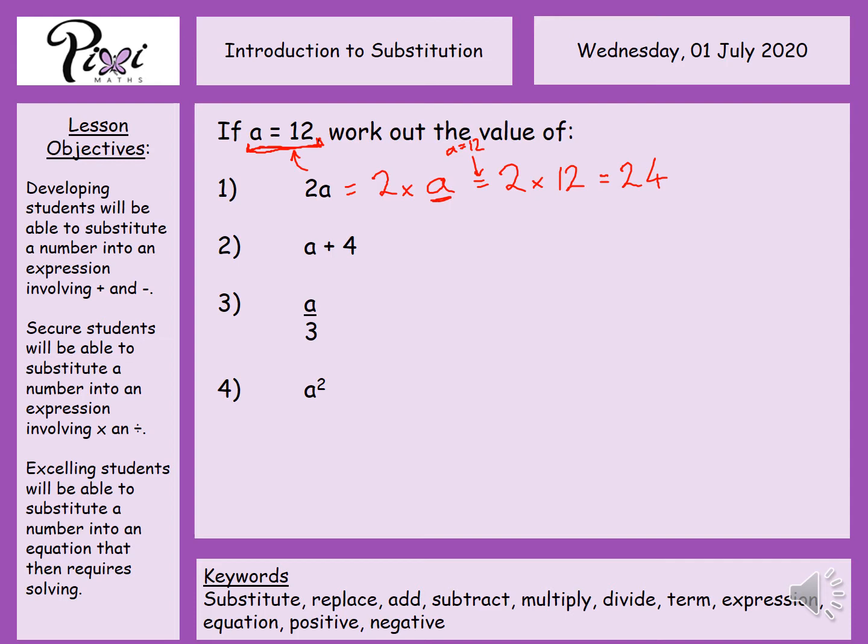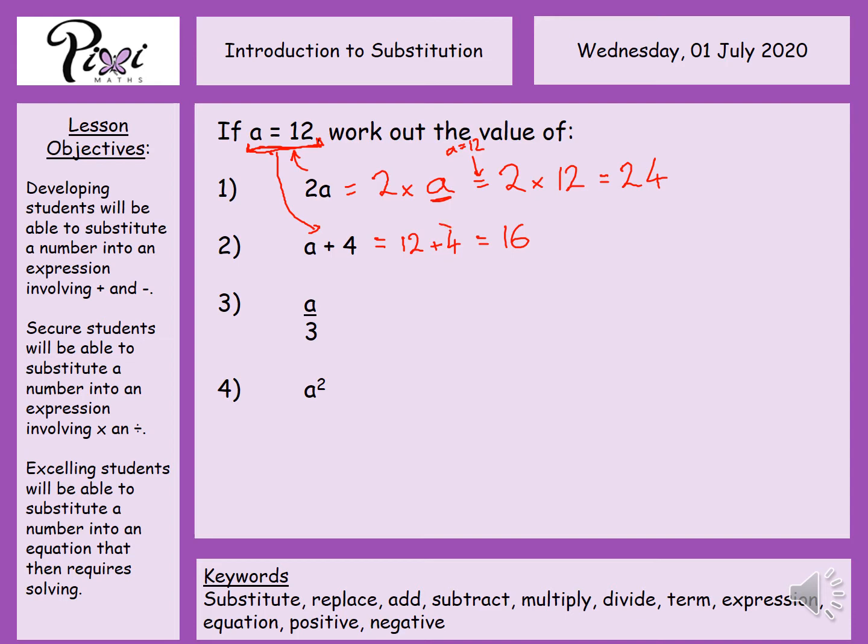So not too bad. All we need to do is wherever there's an a, we replace it with what we're told a is. Okay, so let's have a go at question 2. This one, we're working out the value of a plus 4. Again, we know that a equals 12. So we're going to do our substitution step, and replace a with 12. What we're looking for really is 12 plus 4. We do that sum, and we get 16 as our answer. So what we've done there, we've substituted a for 12, and then done the calculation. We've got our value 16.